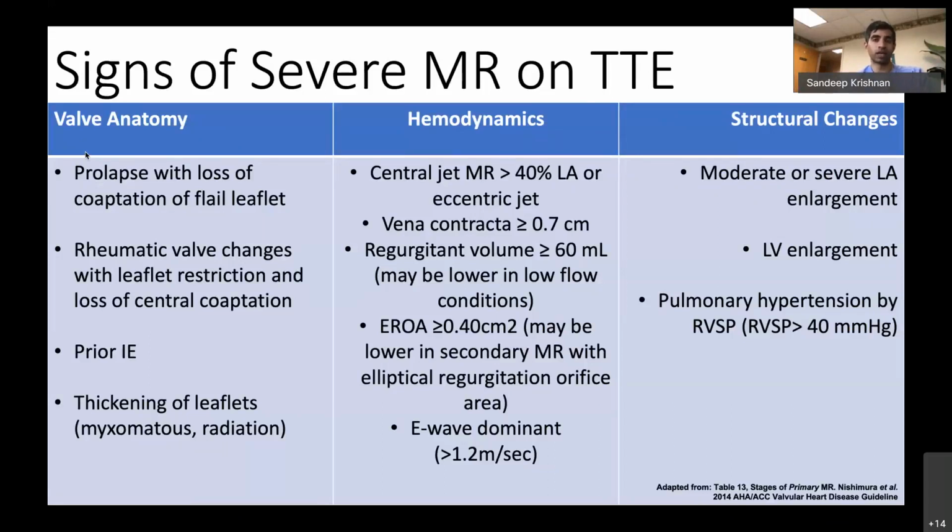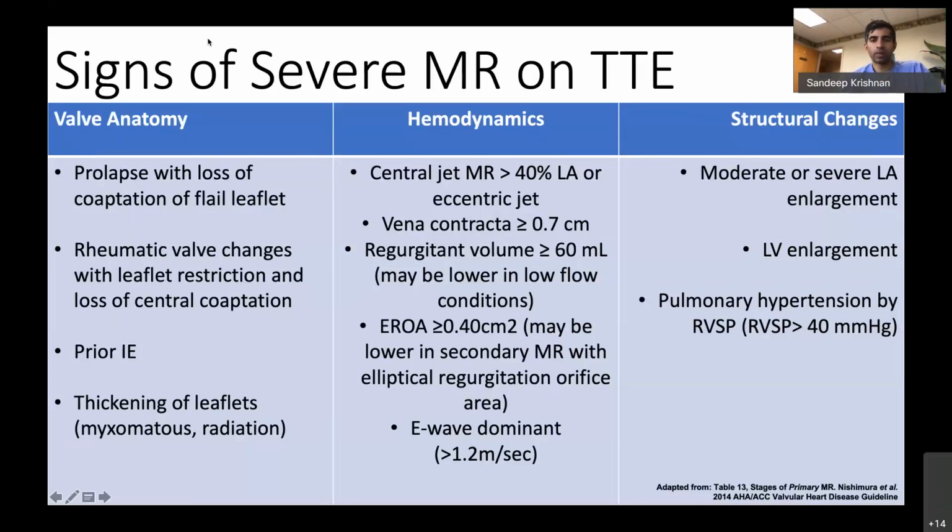You can save somebody's life because we can actually do the MitraClip if they're a candidate, and that in and of itself will add several years to their life, as we know from these randomized trials. If you see rheumatic changes with a loss of central coaptation, or if they've got a history of endocarditis, or any kind of valvular disease, just be on the lookout for that. And of course, if you see thickening of the leaflets, all of that is not normal.